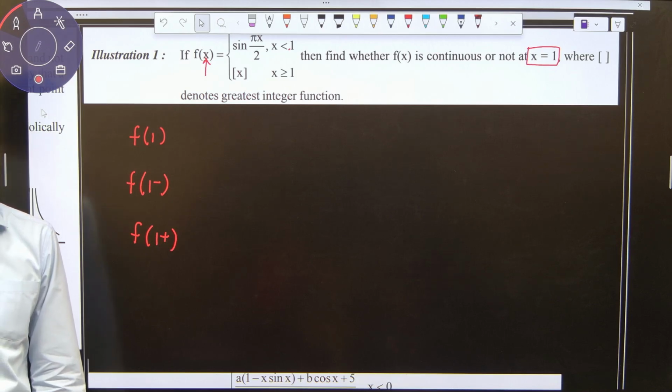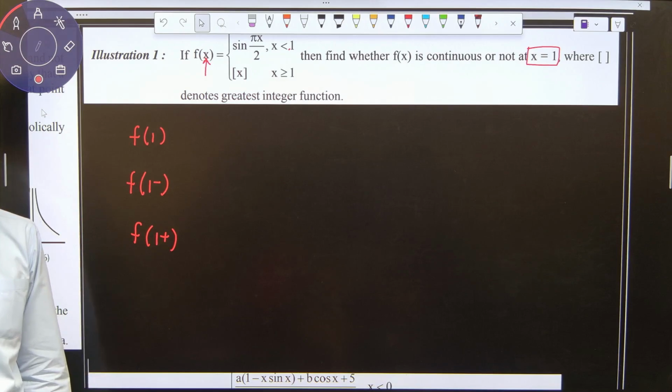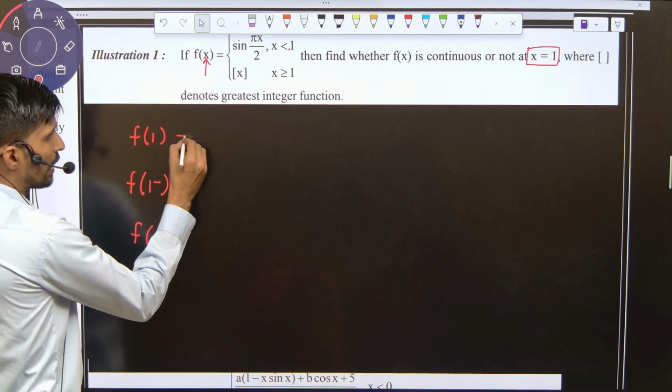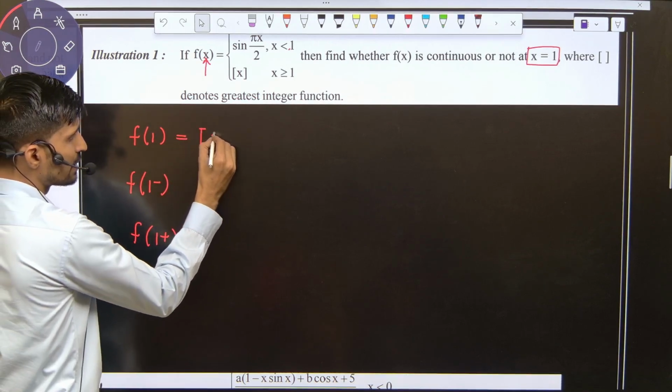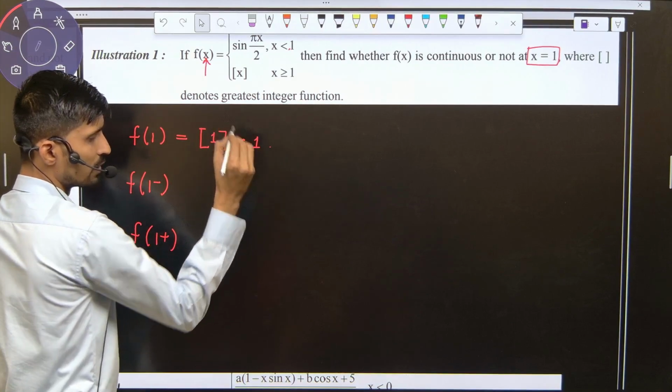This is important for NCERT. So f of 1 will become greatest integer 1 and this will be 1.